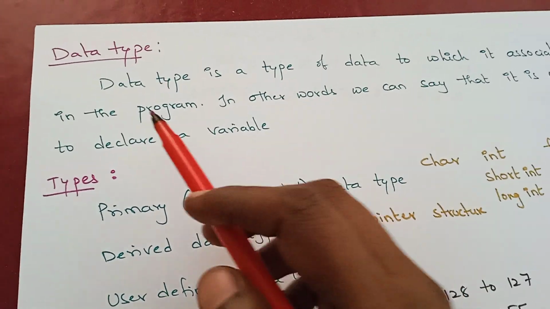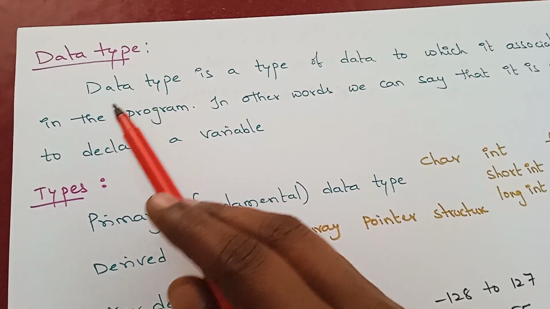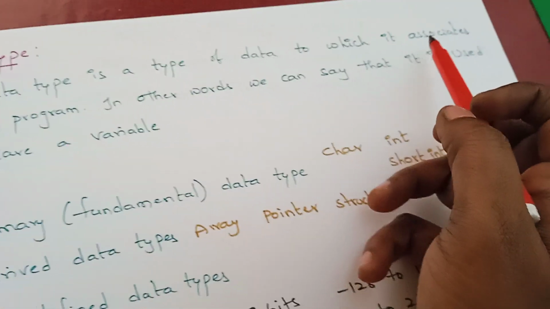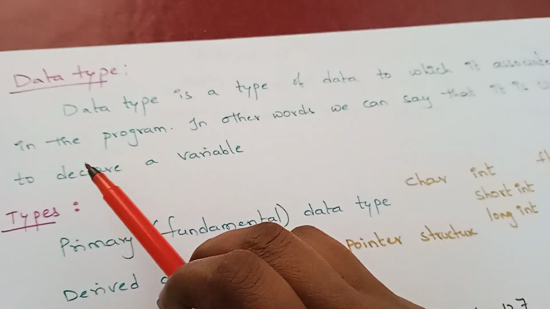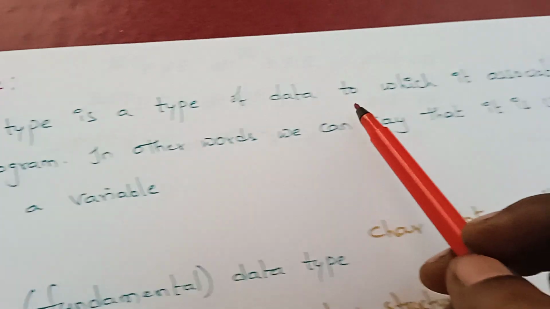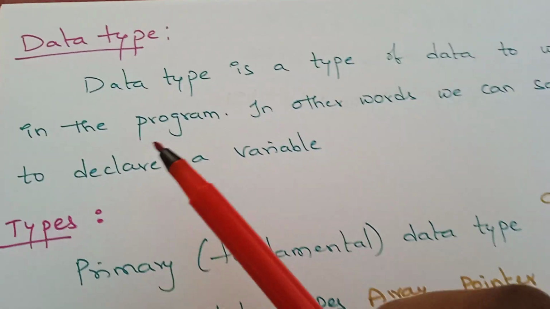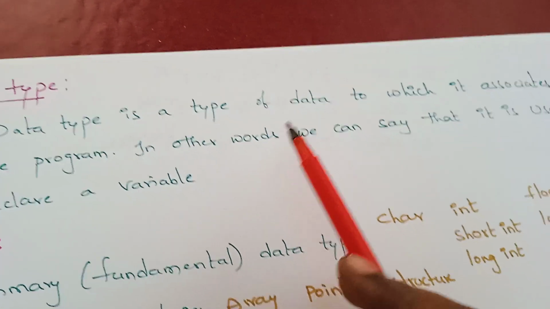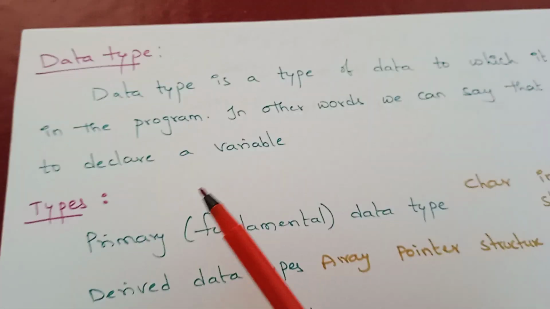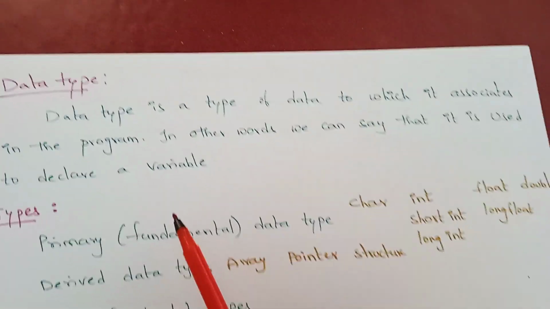Today we'll be going to talk about data type. Data type is a type of data to which it associates in the program. In other words, we can say that it is used to declare a variable.